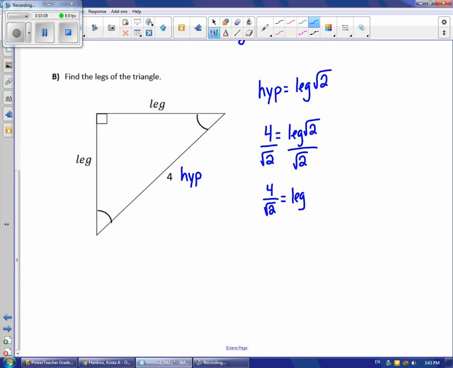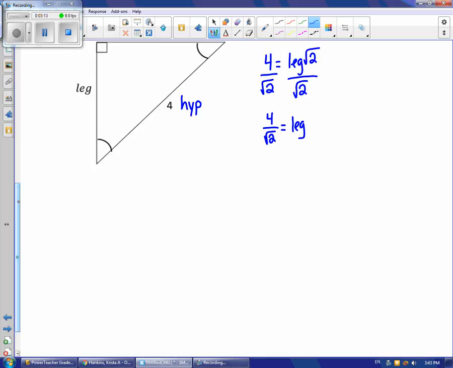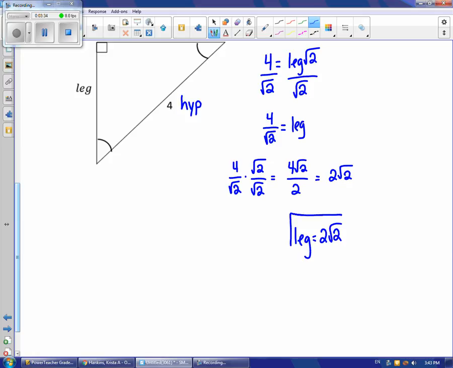Now remember, we don't want to have square roots in our denominator, so we're going to rationalize that. So when we do that, we're going to multiply the top and bottom by the denominator. And then I can simplify that to 2 square root of 2. So each leg is 2 square root of 2.